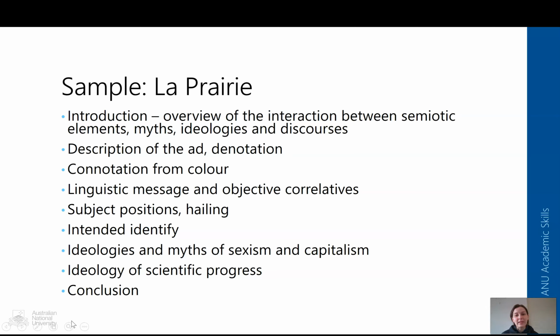Then what they start off with is a description of the ad, a denotative reading, and then a connotative reading. Then they move on to the linguistic message. And then they get into the more complex ideas: subject positions, hailing, the intended identity, and the ideologies that the ad includes. So this structure follows a bit of a simple to complex structure. It goes through the simpler or more literal ideas first of all, and then to the more abstract ideas. So you might think about whether a structure like that suits your main answer to the question.